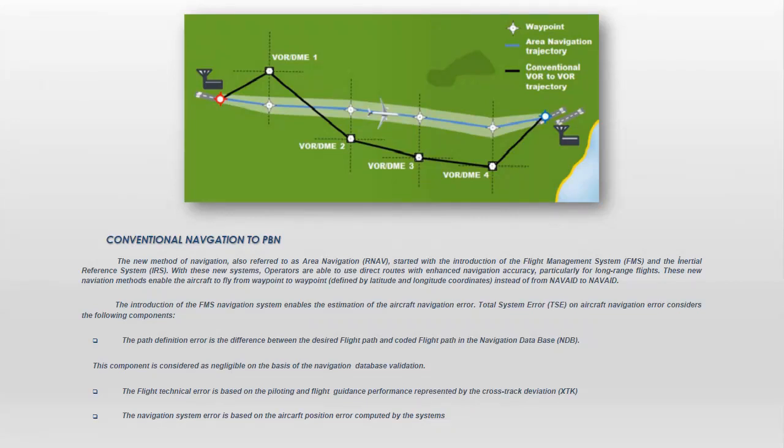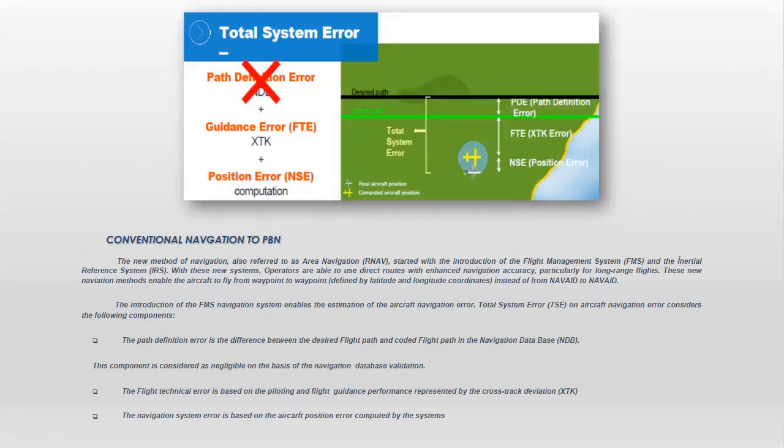conventional navigation to performance-based navigation. The new method of navigation, also referred to as area navigation, RNAV, started with the introduction of the Flight Management System, FMS, and the Inertial Reference System, IRS. With these new systems, operators are able to use direct routes with enhanced navigation accuracy, particularly for long-range flights. These new aviation methods enable the aircraft to fly from waypoint to waypoint, defined by latitude and longitude coordinates, instead of from navaid to navaid.